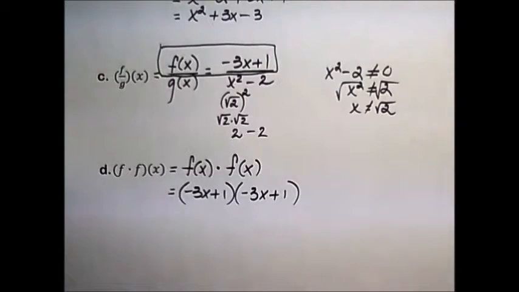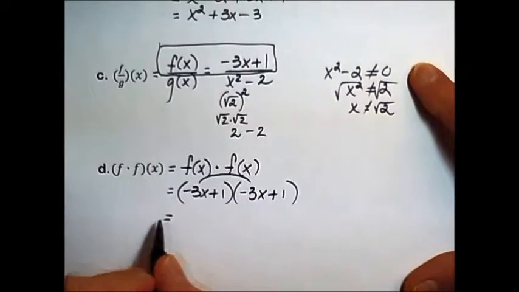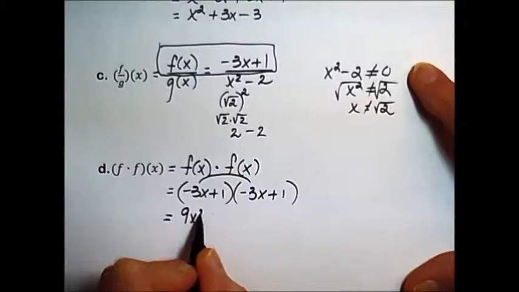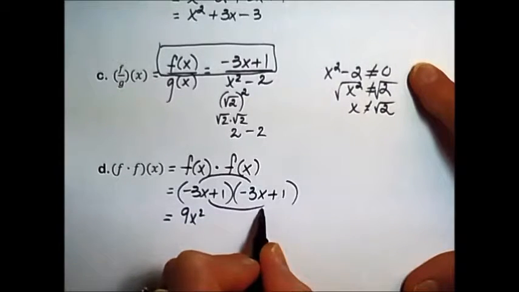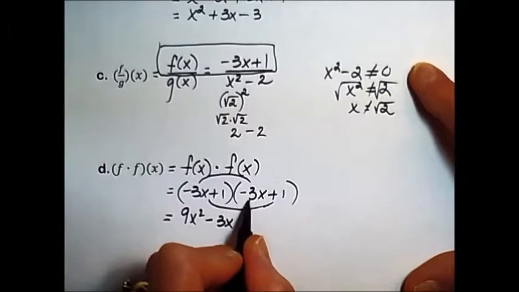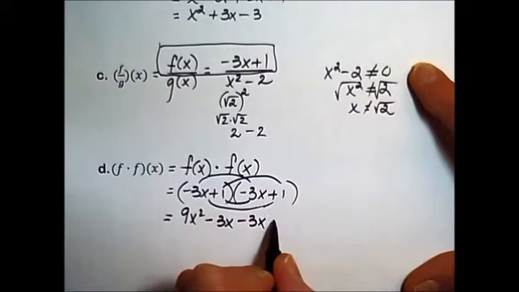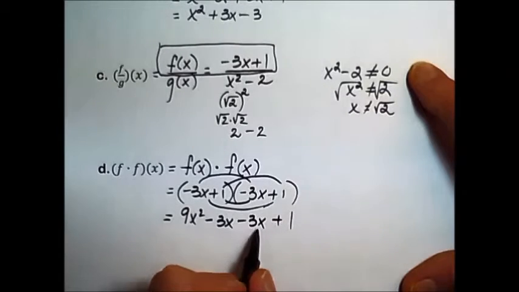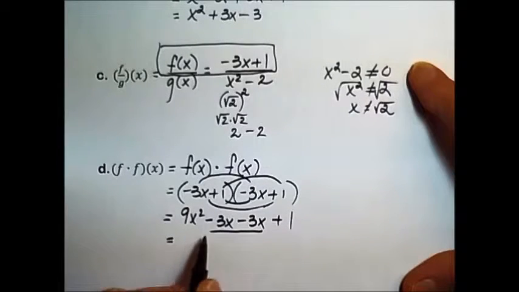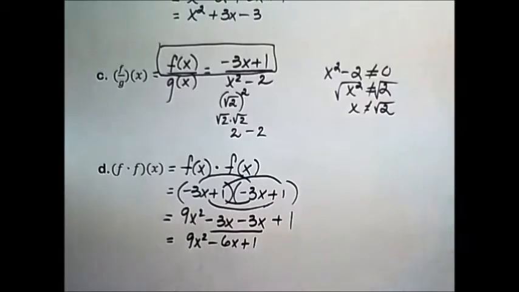If you remember from previous algebra classes how to multiply two binomials together, we use the FOIL method by multiplying the first terms together, which gives us a positive 9x squared. The outside terms, which will give us a negative 3x. The inside, which 1 times negative 3x gives us negative 3x. And the last terms, which gives us a positive 1. Combine our like terms. Our final answer would be 9x squared minus 6x plus 1.